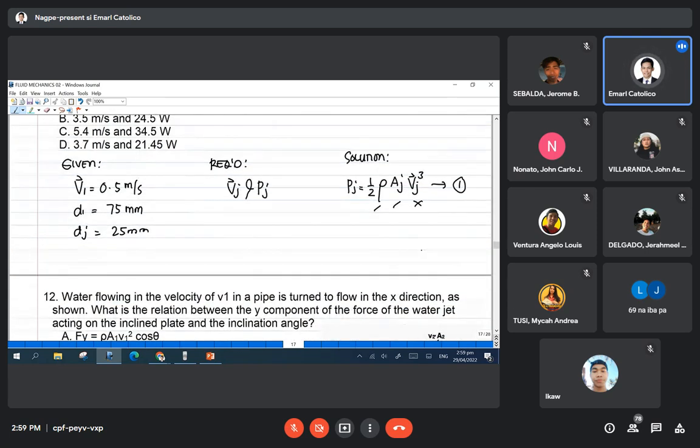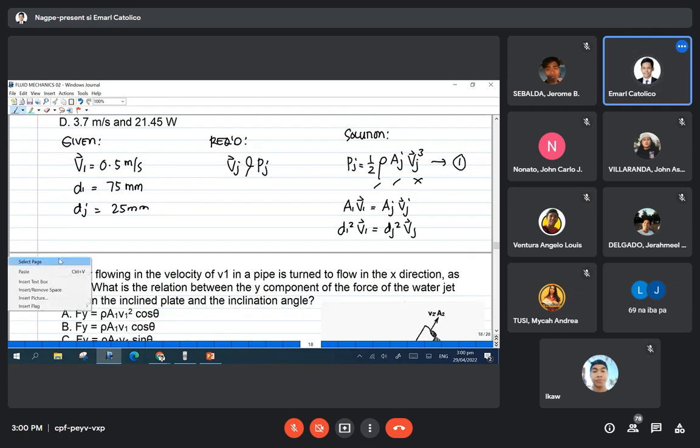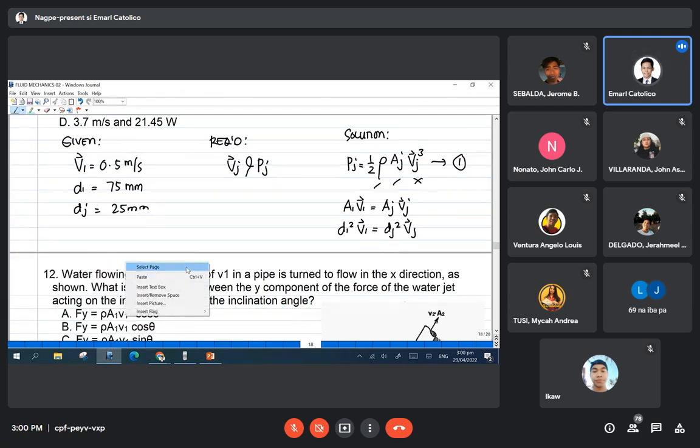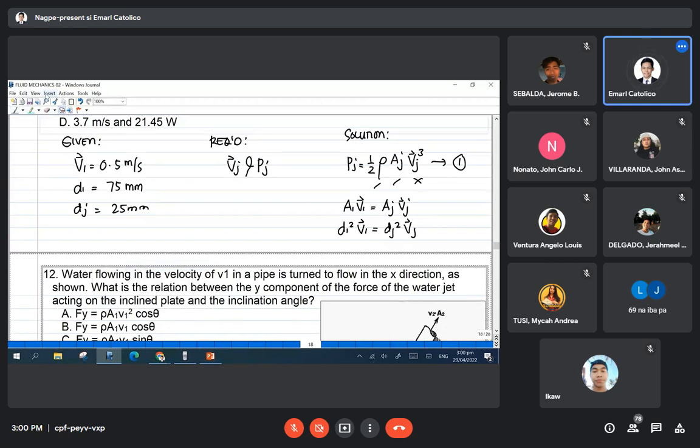So para makuha si velocity ng jet, gagamit tayo ng conservation of mass. A1V1 is equals to area ng jet, velocity ng jet. Or D1 squared V1 is equals to DJ squared VJ. Okay, so kompleto naman yung tatlo. Makukuha natin si velocity ng ating jet, then direct sub na doon sa power. Then yun na pala yan. Number 11, velocity and power. Sakto lang.